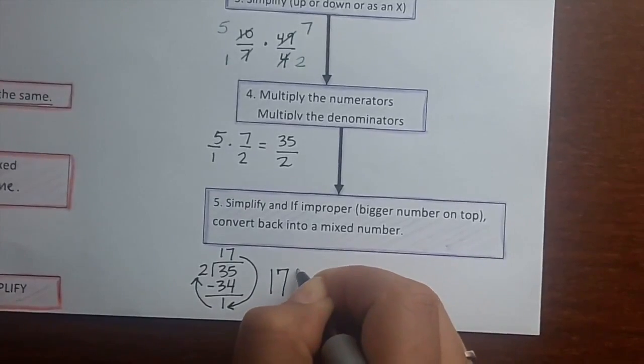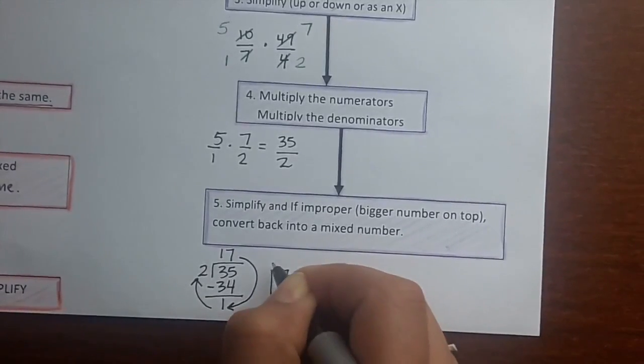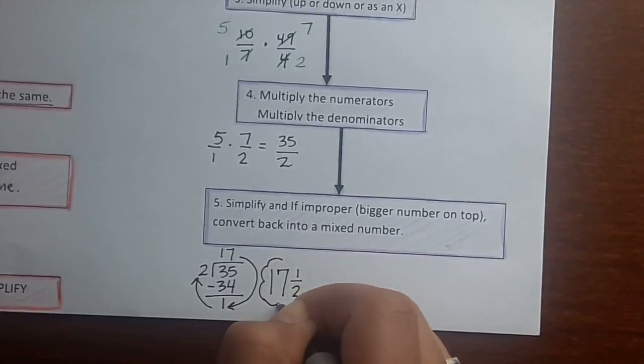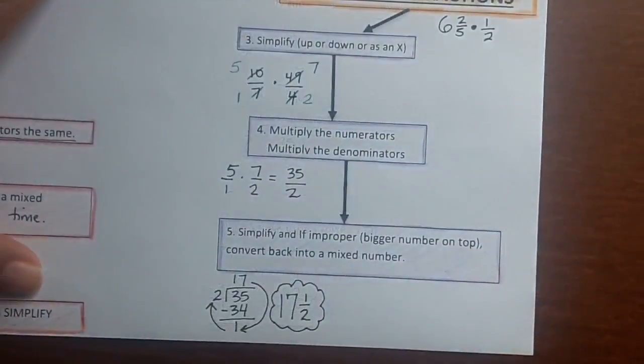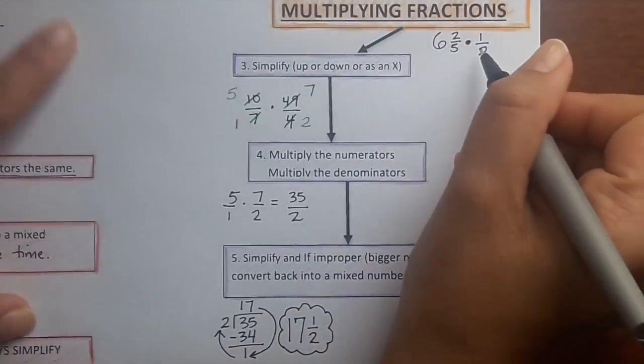Check if you can simplify one more time just in case you miss something. If you can't simplify, then you're good to go. Let's do one last example. 6 and 2/5 times 1/2.